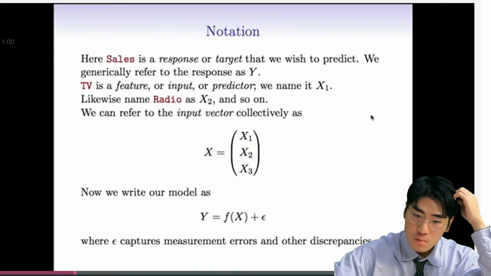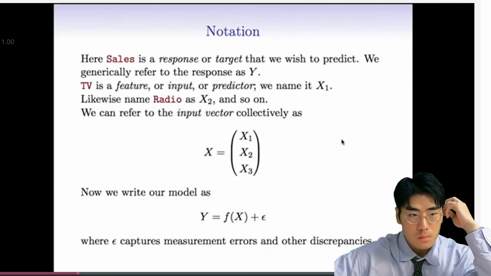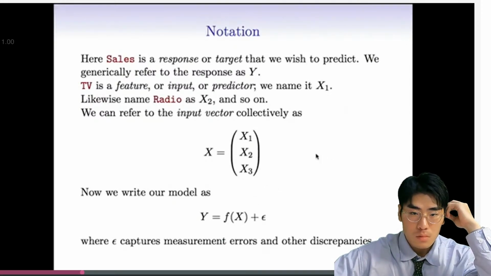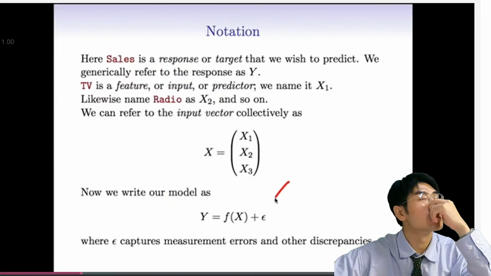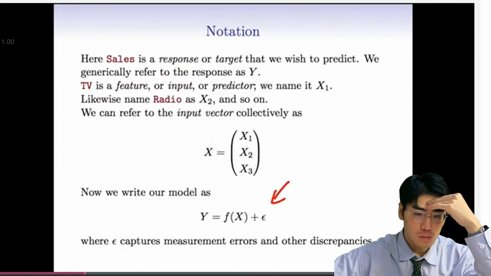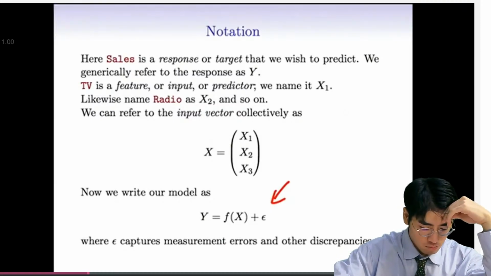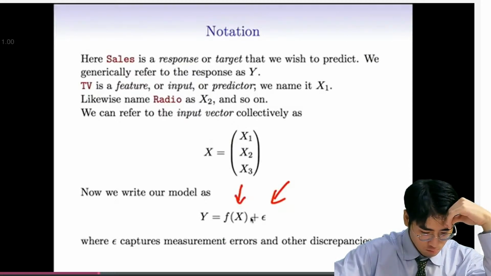Now in this more compact notation, we can write our model as Y equals f of X plus error. This error is just a catch-all; it captures the measurement errors maybe in Y and other discrepancies. Our function of X is never going to model Y perfectly, so there are going to be a lot of things we can't capture with the function, and that's caught up in the error. And again, f of X here is a function of this vector X, which has three components.